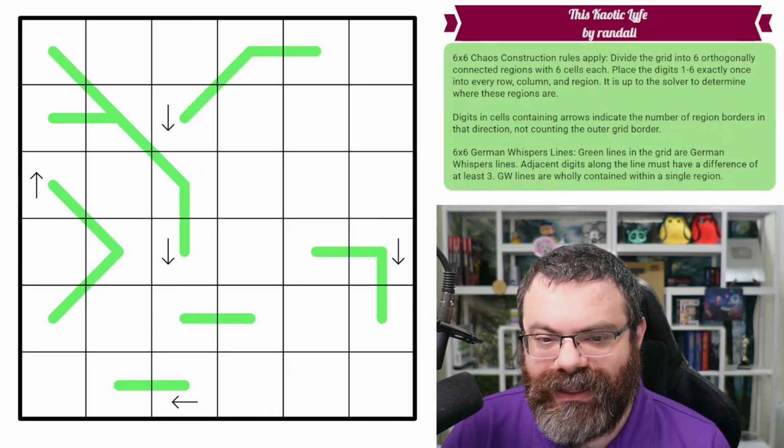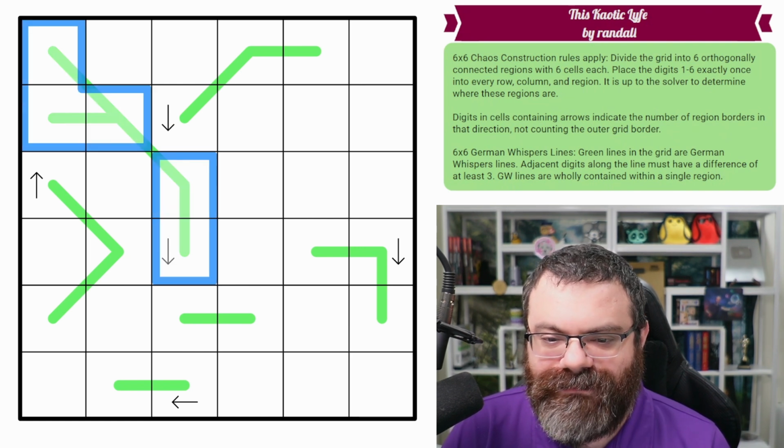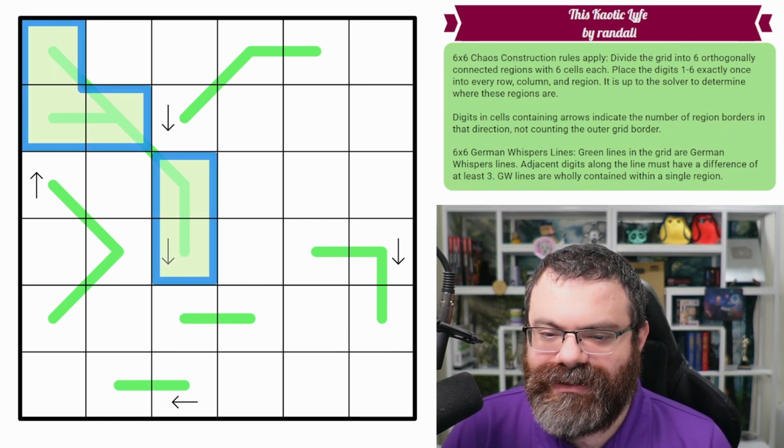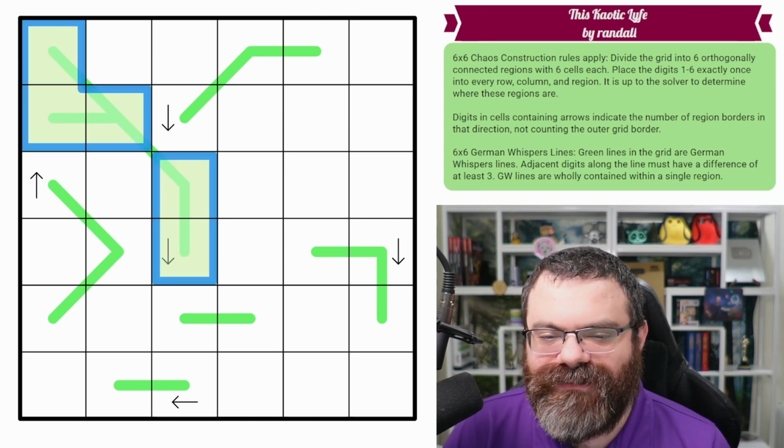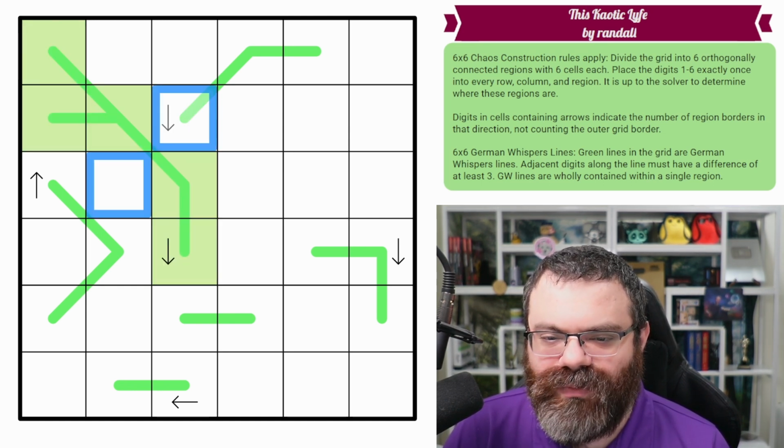Well, this is 1, 2, 3, 4, 5 cells. I'm going to just make those green. I'm going to just go in order of colors here on my palette. So these are 5 cells in a region. We know the 6th cell is going to be one of these 2.